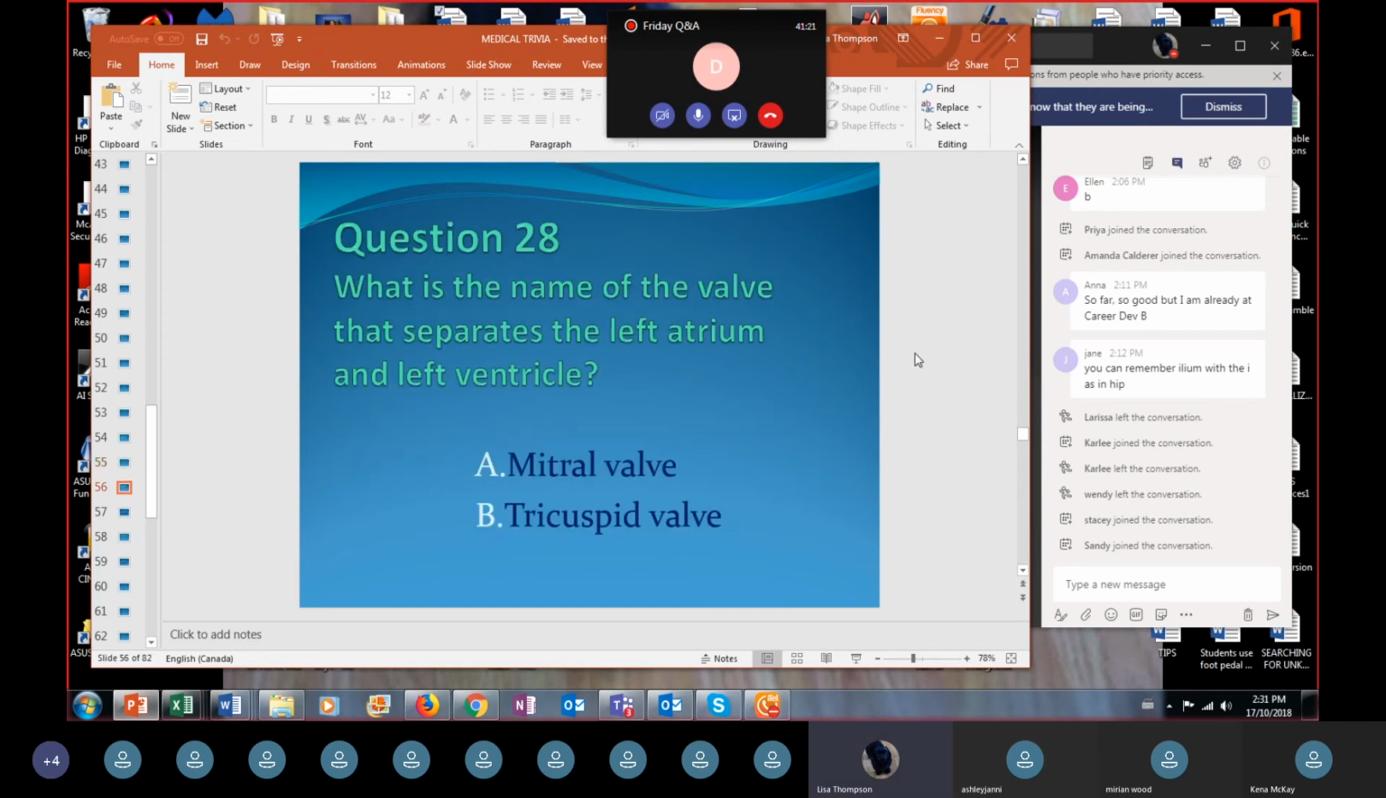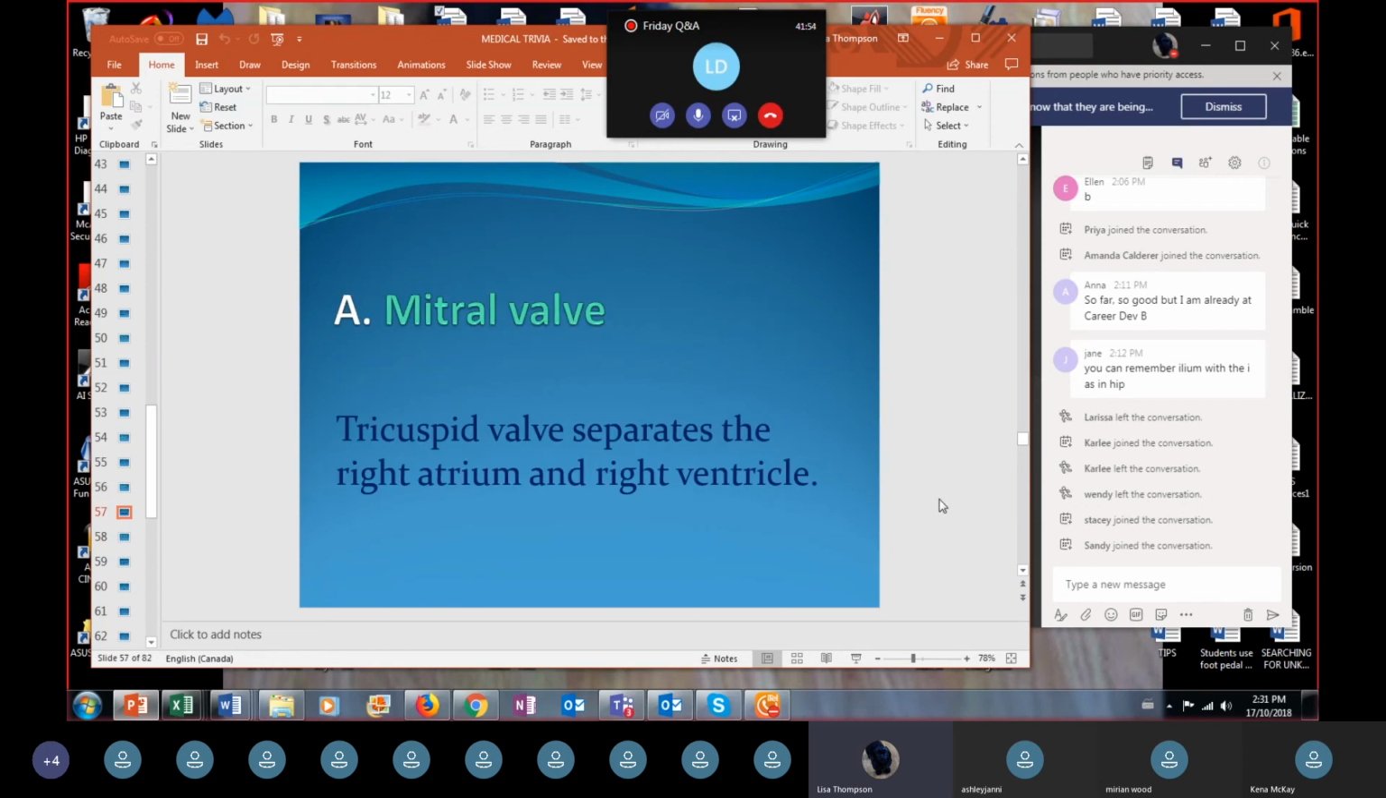Question 28. What is the name of the valve that separates the left atrium and left ventricle? Is it A, mitral valve, or B, tricuspid valve? The answer would be A, mitral valve. The tricuspid valve separates the right atrium and the right ventricle.